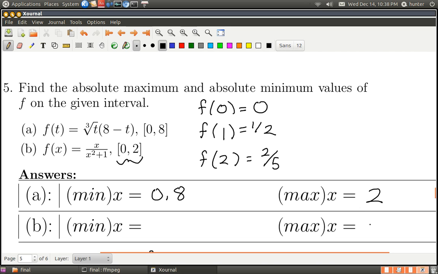Okay, so the x value that gives the maximum is 1. Okay, that was the x value that made the maximum come out. Now what x value makes the minimum come out? Well, 0 is the minimum value. The input that makes 0 come out is 0. And we're done. This problem's over.